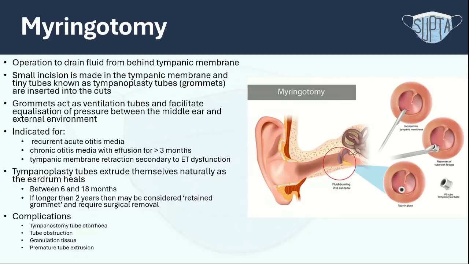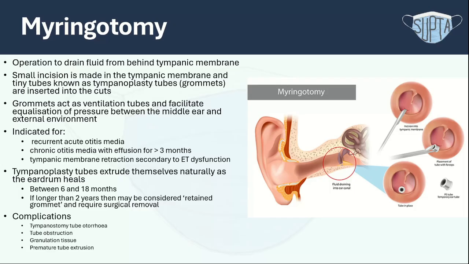And then myringotomy, so it's kind of like the surgical procedure I was mentioning earlier. So it's used to drain fluid from behind the tympanic membrane. A small incision is made and grommets are inserted into the cuts, and they act as ventilation tubes and facilitate equalization of the pressure of the middle ear with the external environment.